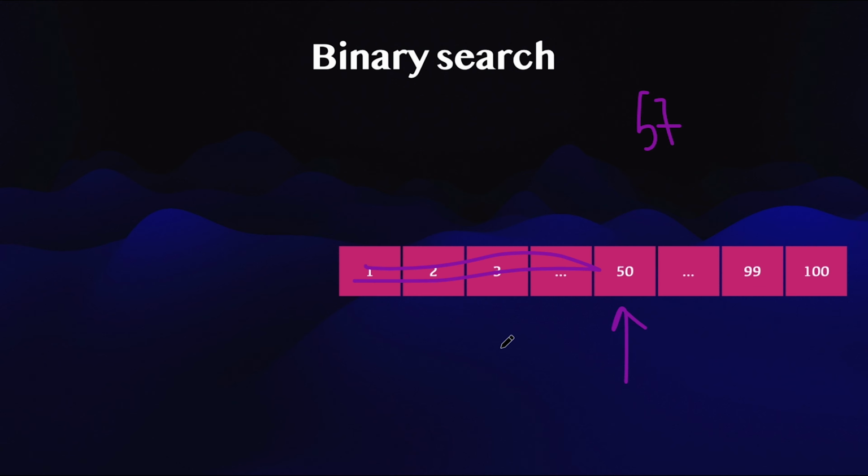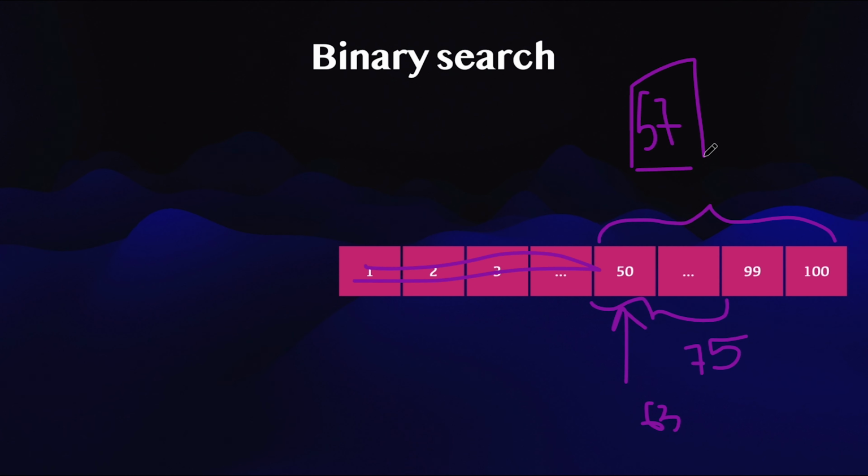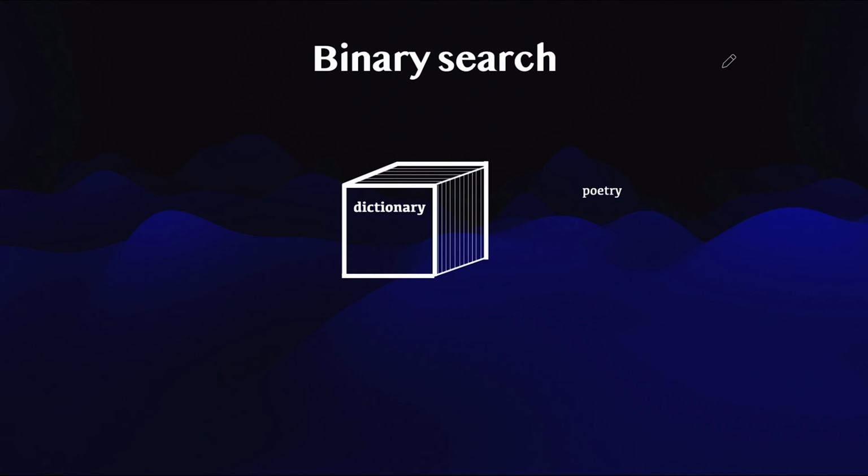So here's how we go. 50, that's too low. So our new range will be from 50 to 100. And my next guess will be the middle. So 75. 75 is too high, right, for my 57. So I divide it again, right? And then I keep dividing the range, and my next guess will be 63. And 63 is too high, and my next guess again will be the half. So 57.